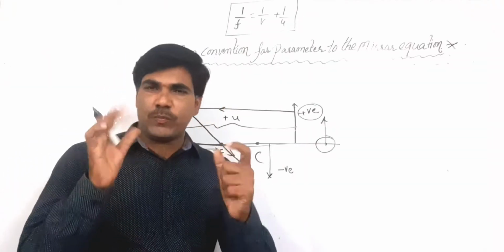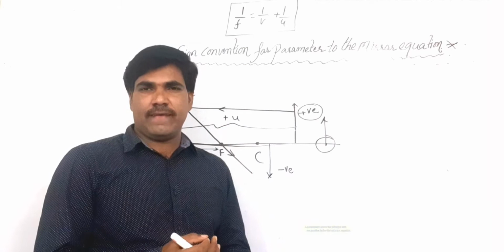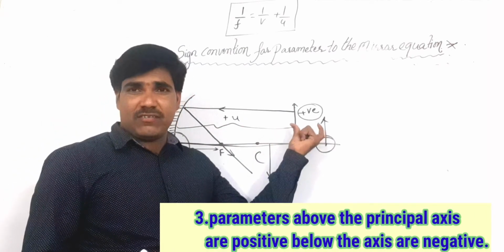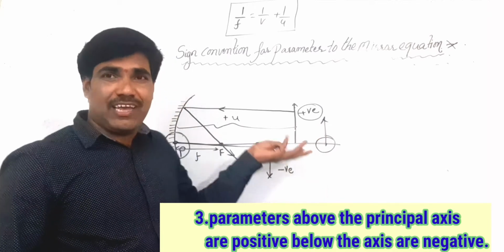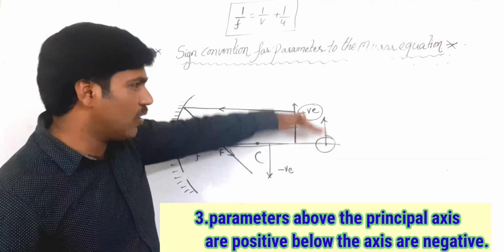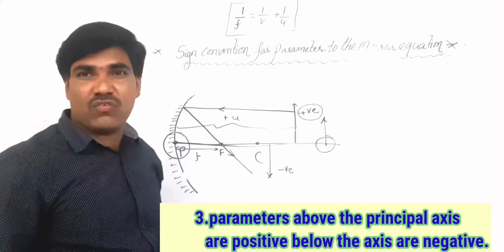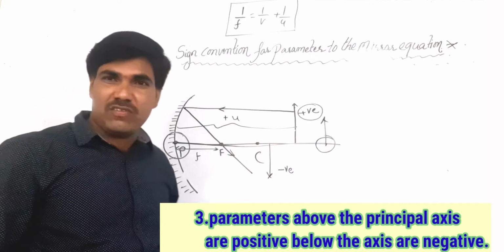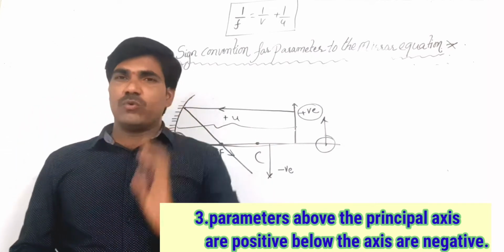Students, the third point is that object heights and image heights are taken above and below the principal axis. When we take above the principal axis, it is taken as positive. When we take below the principal axis, it becomes negative.